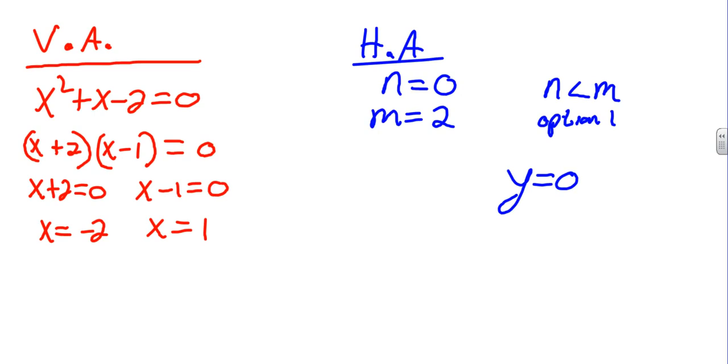So if they ask you just to find the horizontal asymptotes, they don't ask you to graph, all three options are on the board. But if they ask you to graph, it's only going to be one of the first two options, because they're not going to give you a problem where there are no horizontal asymptotes, because technically there's a slant asymptote, but they're not asking you to find that. So it's either option 1 or option 2.